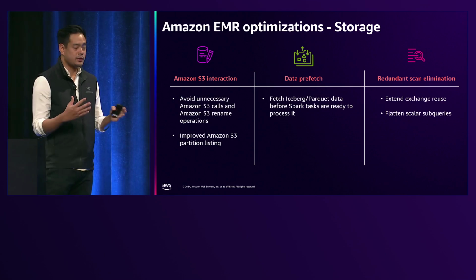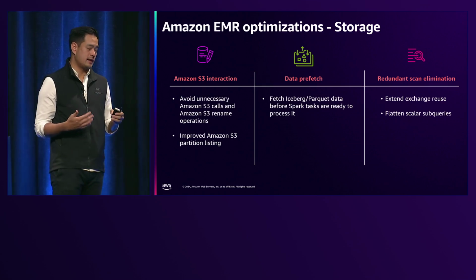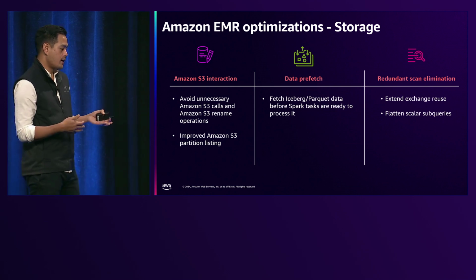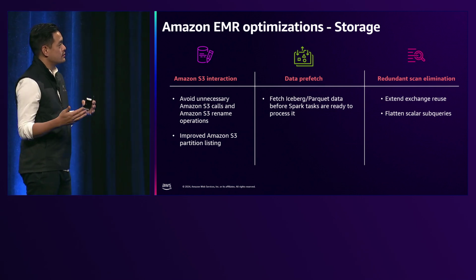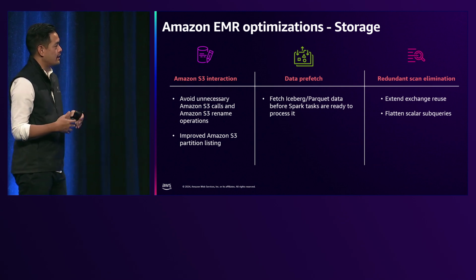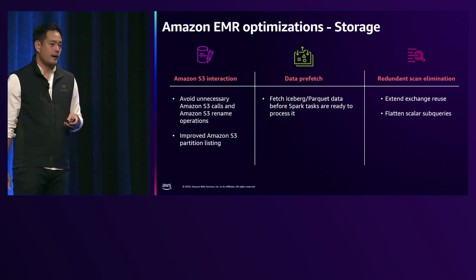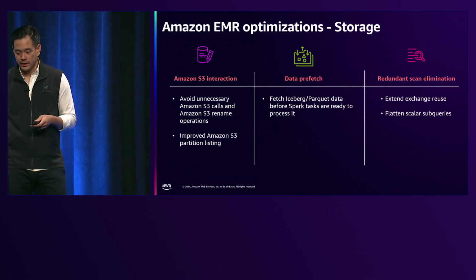Lastly, there's the storage interaction. So with decoupled compute and storing all your data in S3, that interaction between S3 and your engine and application is really important. You have to think about S3 throttling, small files, and sometimes the network between the application and storage becomes a bottleneck with your application.